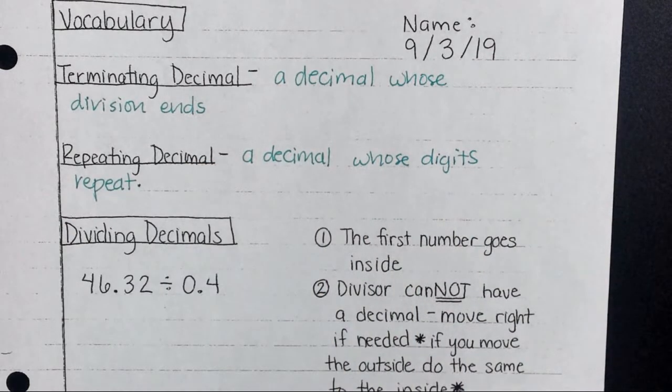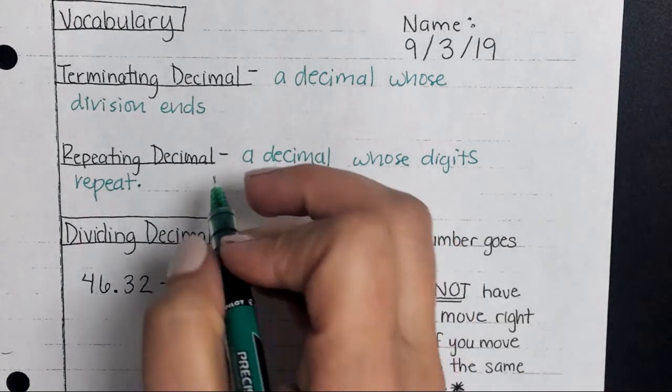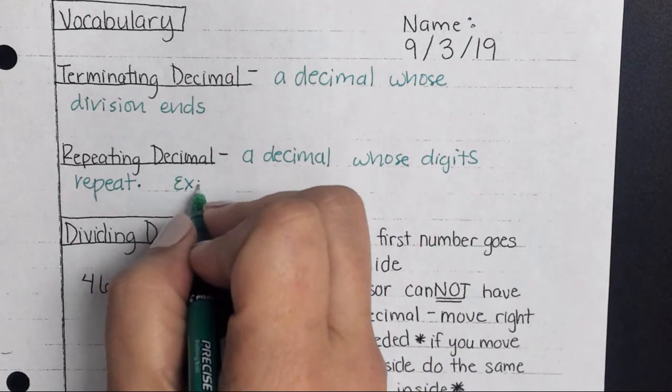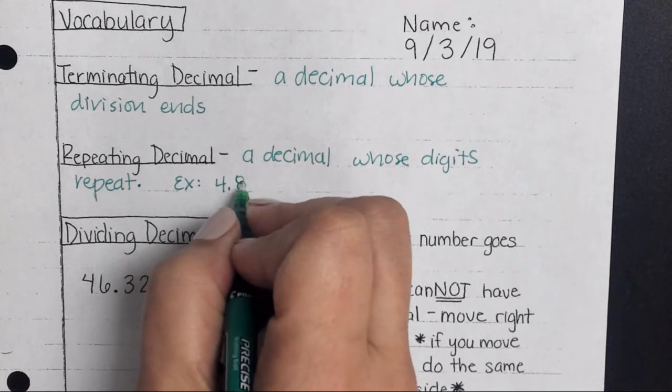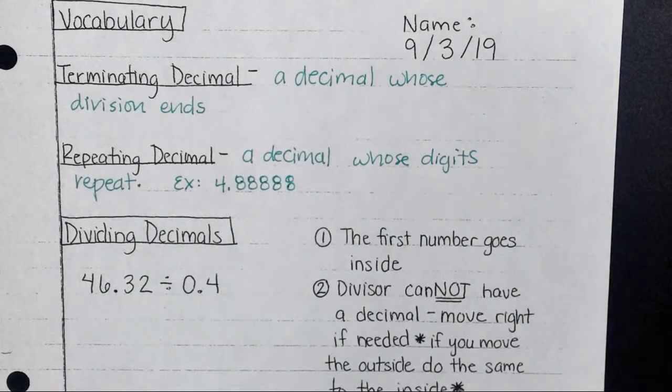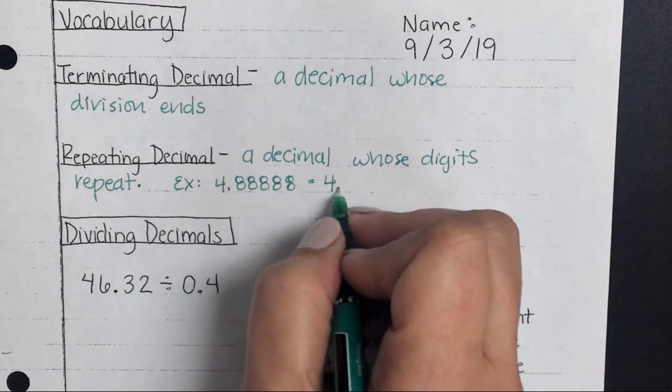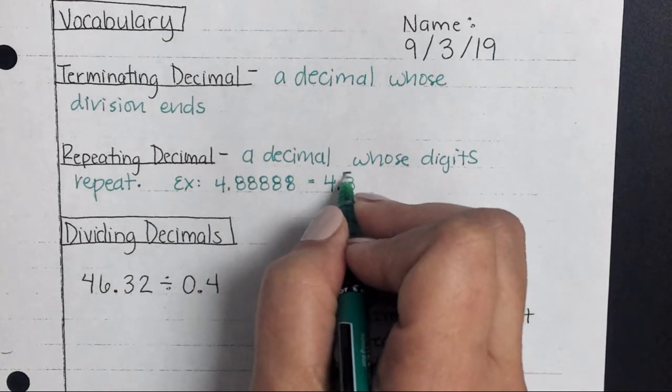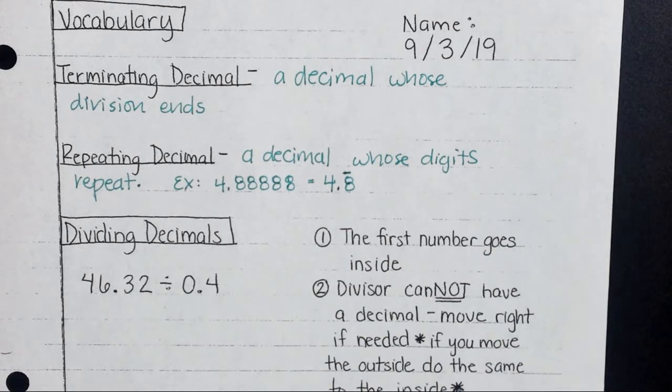And the way we're going to write this, if we have, for example, 4.8888, and guys, that were to continue, we would write that as 4.8 repeating. That little line over the top tells you that that number will repeat and never stop.